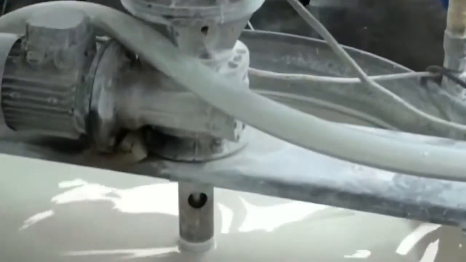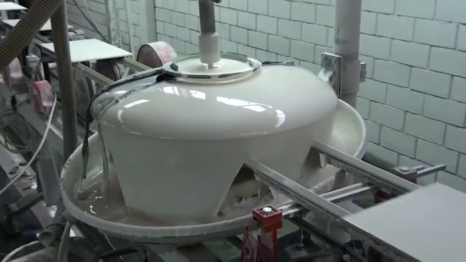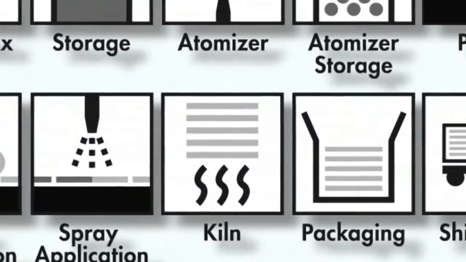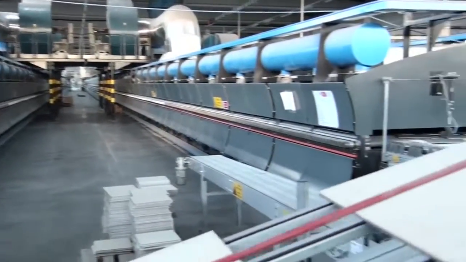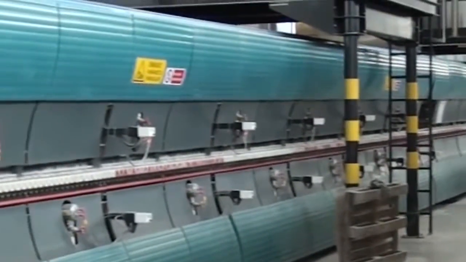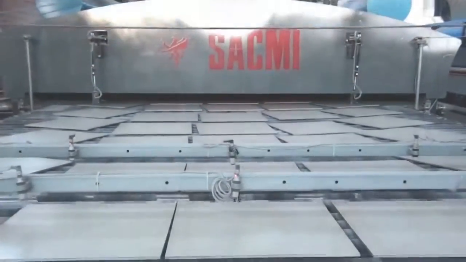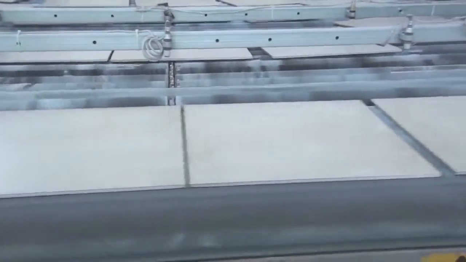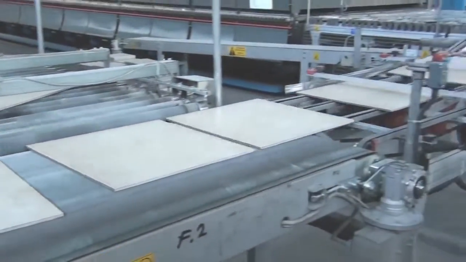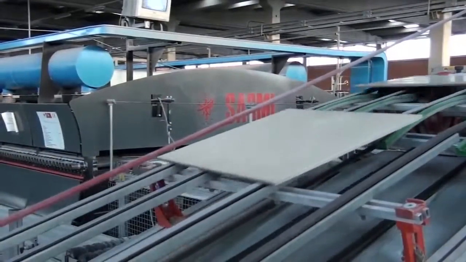Glaze is essentially a glass-like substance and is applied to the surface of the tile by spray, waterfall, screening, or dry glazing methods. After the glaze is applied, the tile is fired in the kiln. There are different types of kilns, but the roller hearth kiln seen here is by far the most efficient. Temperatures in this type of kiln can reach as high as 1190 degrees Celsius. The kiln solidifies the glaze and removes all residual moisture in the ceramic. At this point, we basically have the final product.